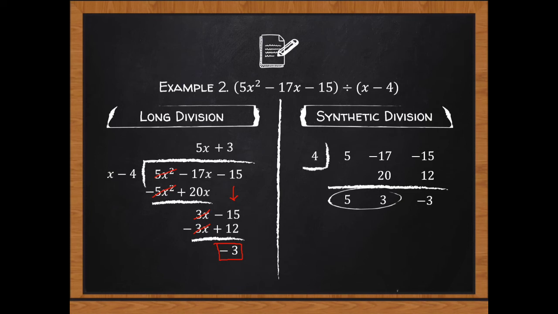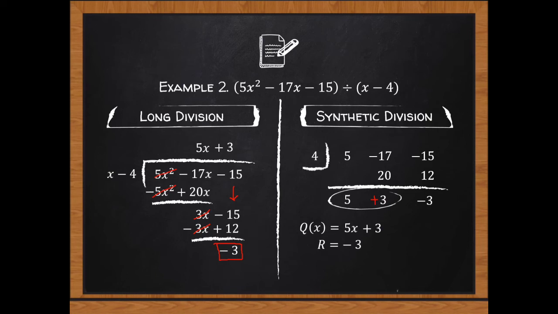So, paano natin isusulat? Again, take note that the degree of our quotient or the answer is 1 less than the degree of our dividend. So, since ang degree dito ay second degree lang or 2, ang highest exponent, so for our quotient, 5x lang siya. So, nag-minus 1 tayo. So, 5x plus, since wala siyang sign, that means addition ito. So, plus 3. And then, with a remainder of negative 3.